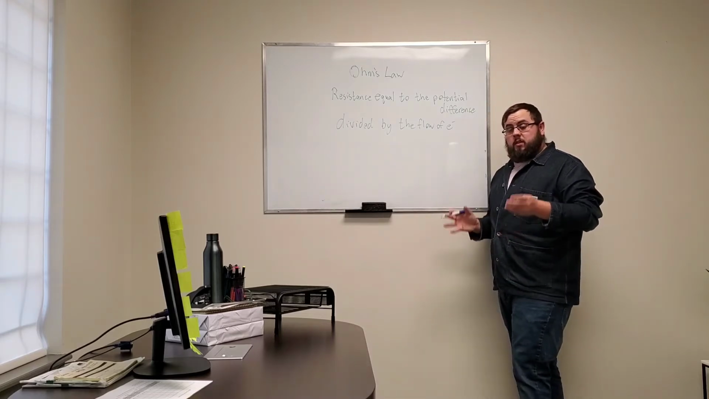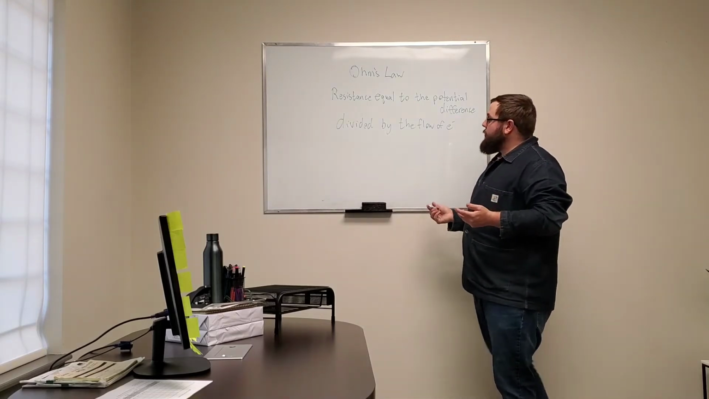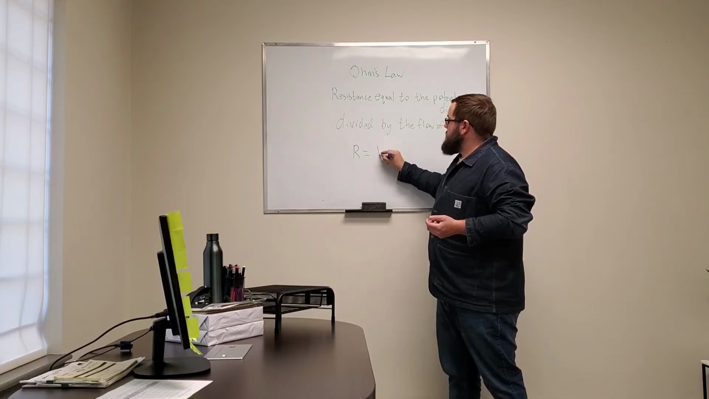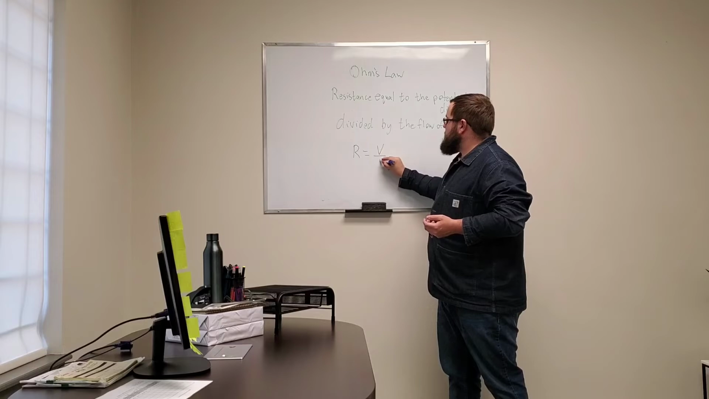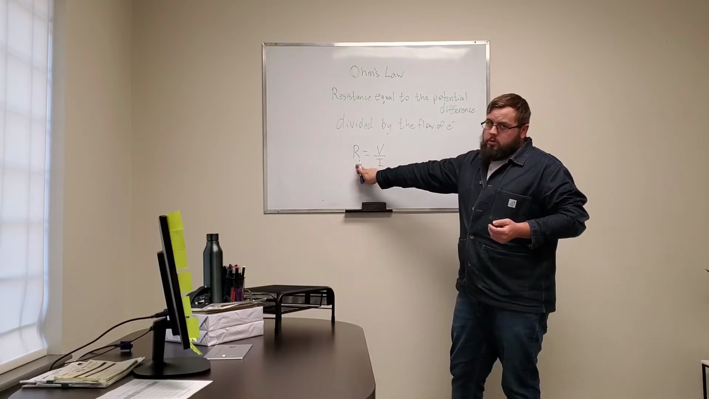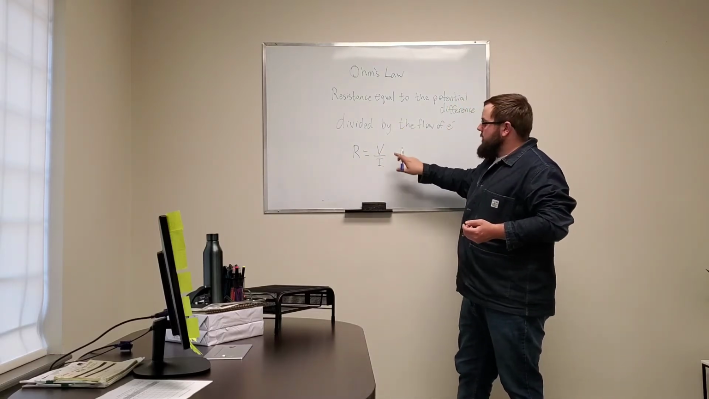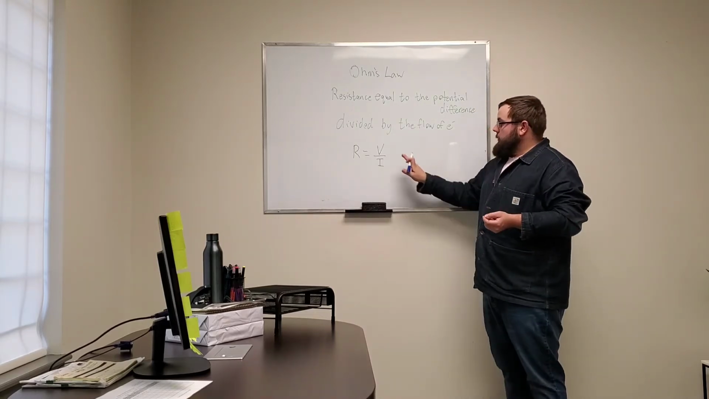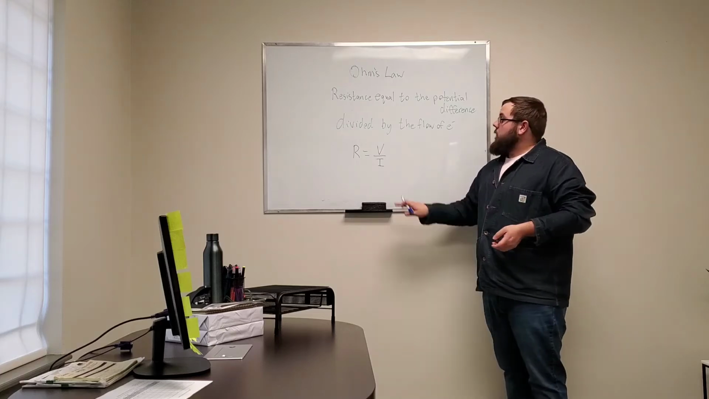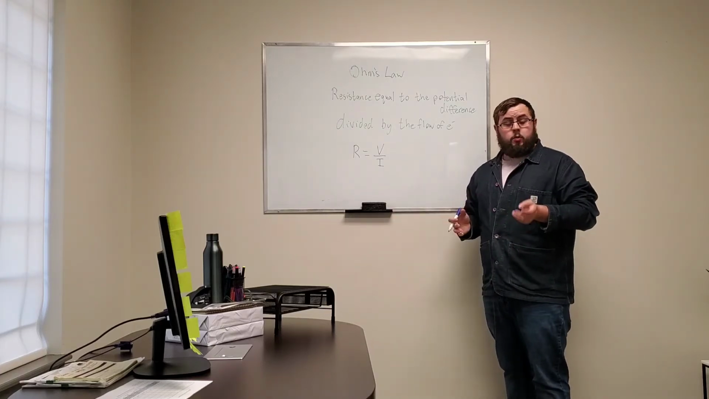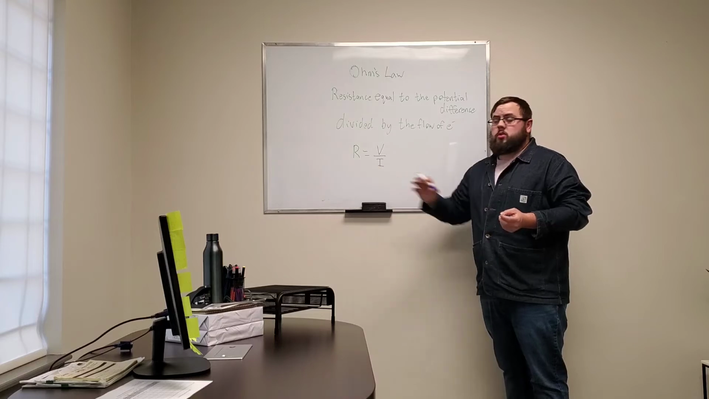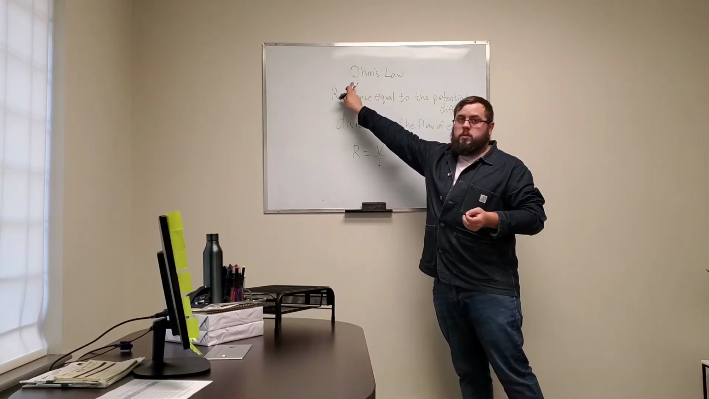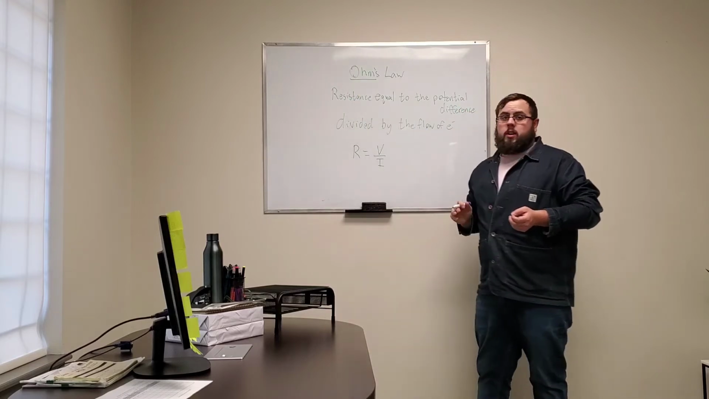Okay, so what does this mean? We can have a formula. This formula could be written as R equals V divided by I, where R is resistance, V is voltage, I is current. Now remember, voltage is measured in volts. Current is measured in amps. We've already talked about those two. Resistance, what is resistance measured in? It is measured in ohms, okay? This is the unit here.